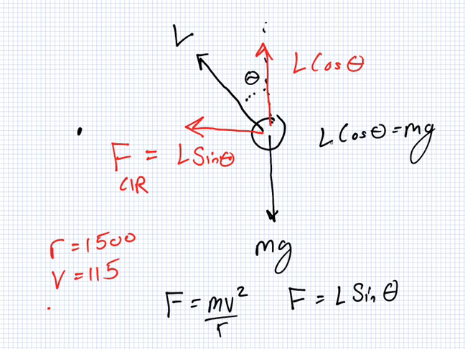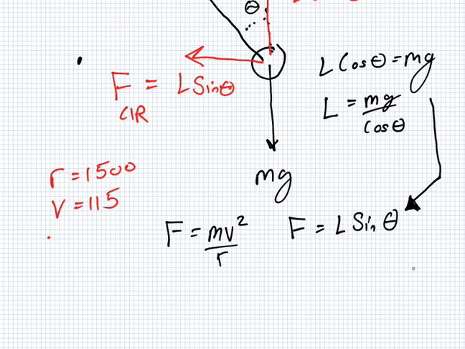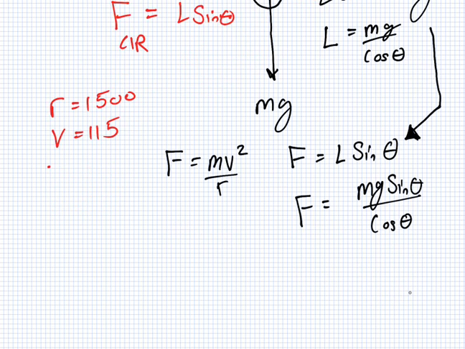So what I'm going to do now is I'm going to say L equals mg over cos theta, and I'm going to put that in here. So now I get F equals mg sin theta over cos theta. Yes, sine over cos is tan. Oh, sorry, got my mg. mg tan theta.